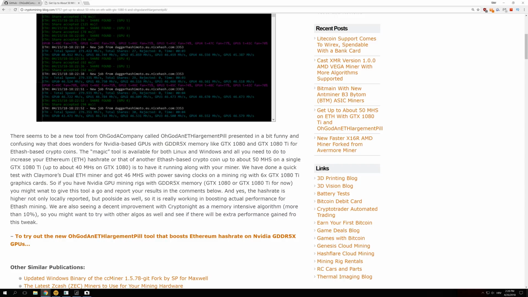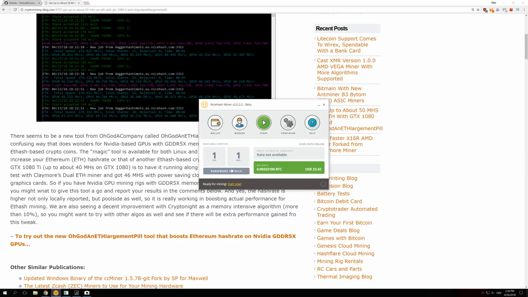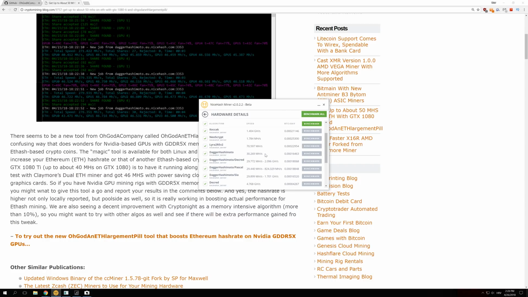On CryptoNight it is not actually profitable, because you would need more than double the profitability to mine that over Ethereum. But if we double our Ethereum hash rate, we can see that we would go from something like 16,000 satoshis per day to 32,000 satoshis per day, and it would actually be mining Dagger Hashimoto all the time.